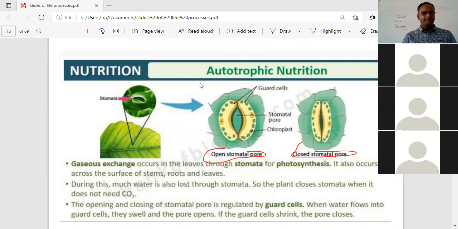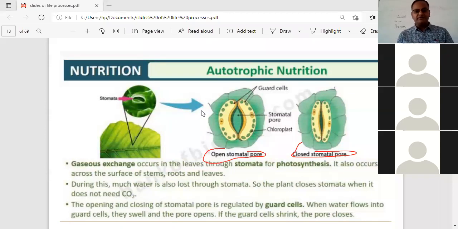Yes, Romita. Mid-noon. Oh, yes, correct. When the sunlight is there. And at what time will the stomata automatically get closed? Sunset. That means when the sunlight won't be available. That is why, students, this practical is also there in our syllabus.